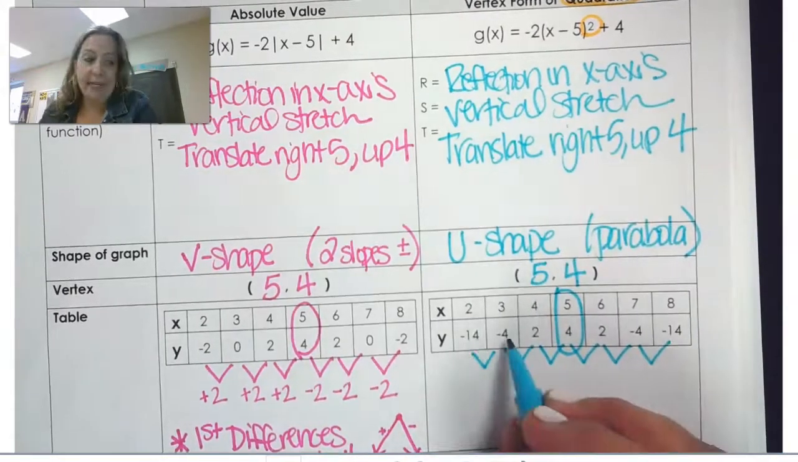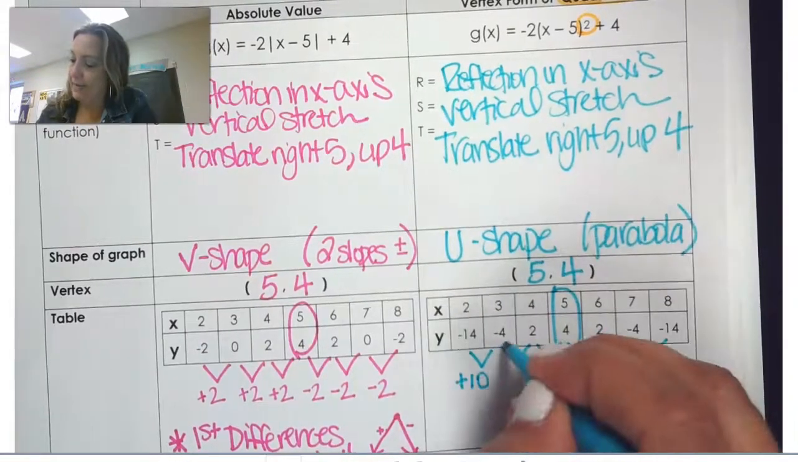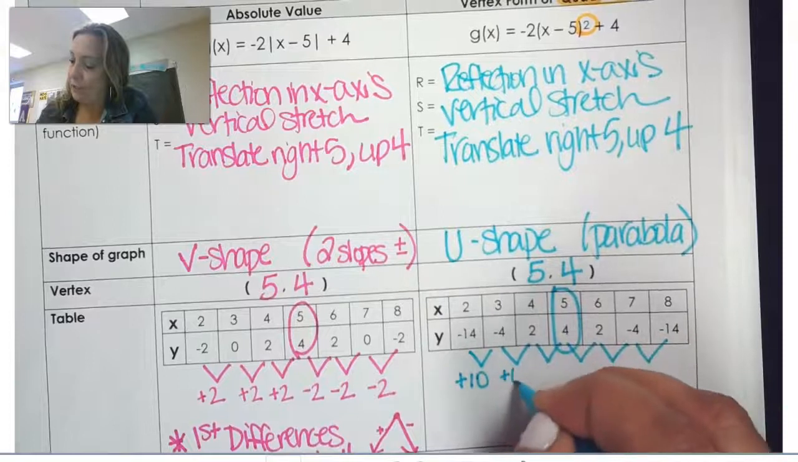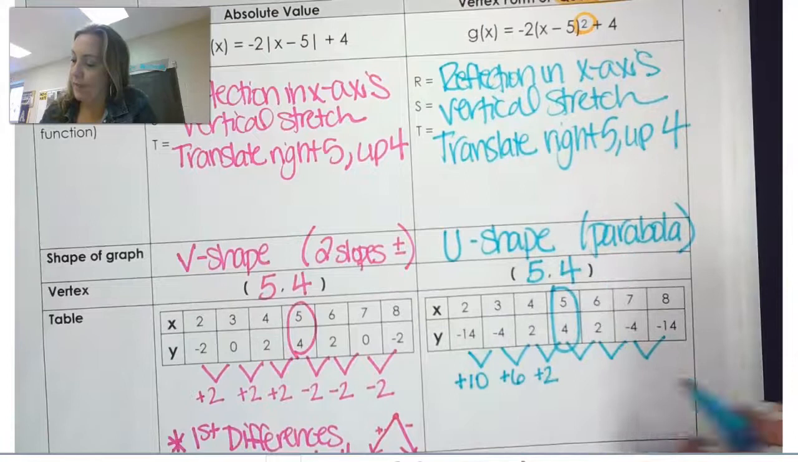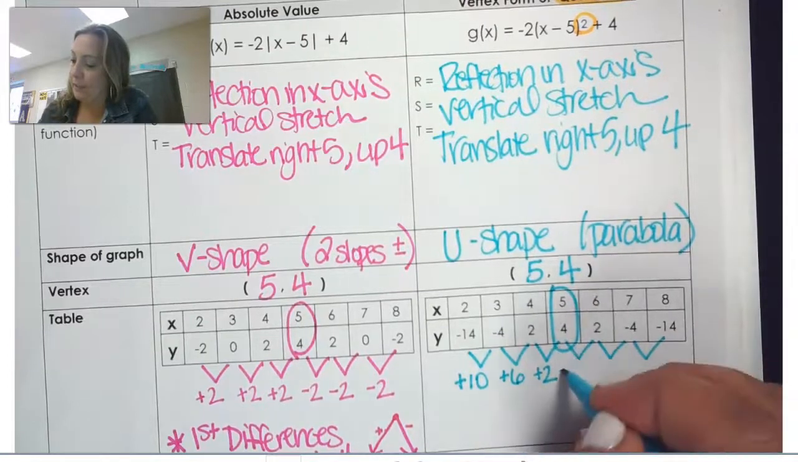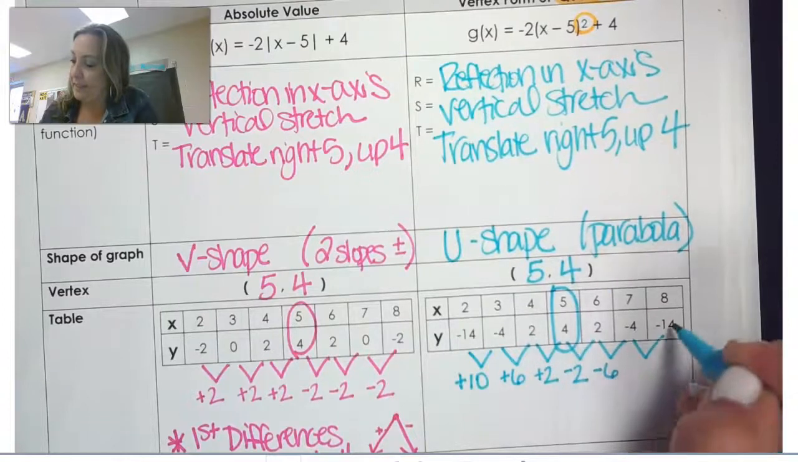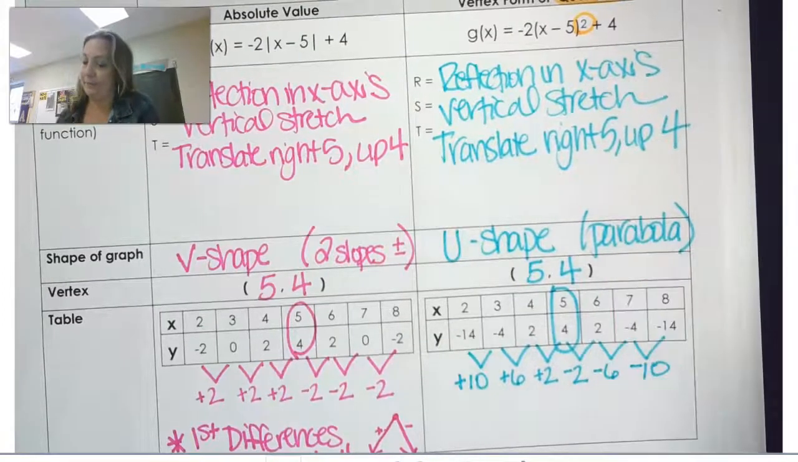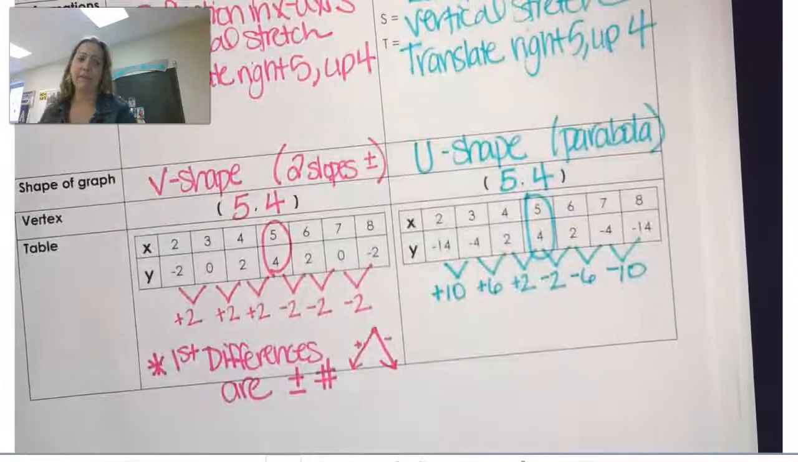So here from negative 14 to negative 4, I'm going up 10. From negative 4 to 2, I'm going up 2. From 2 to 4, I'm going up 2. Here I'm going down 2, down 6, and down 10. So the first differences have positives and negatives, but they're not all the same number, are they?